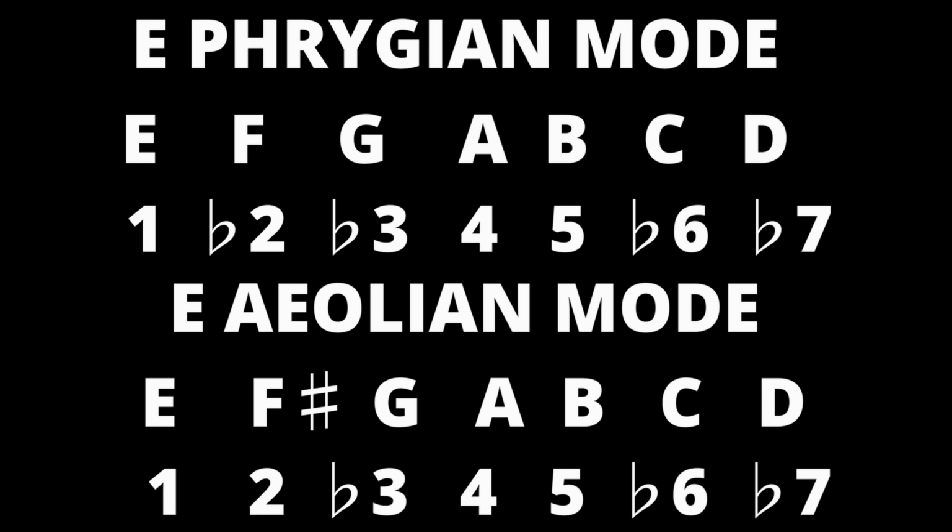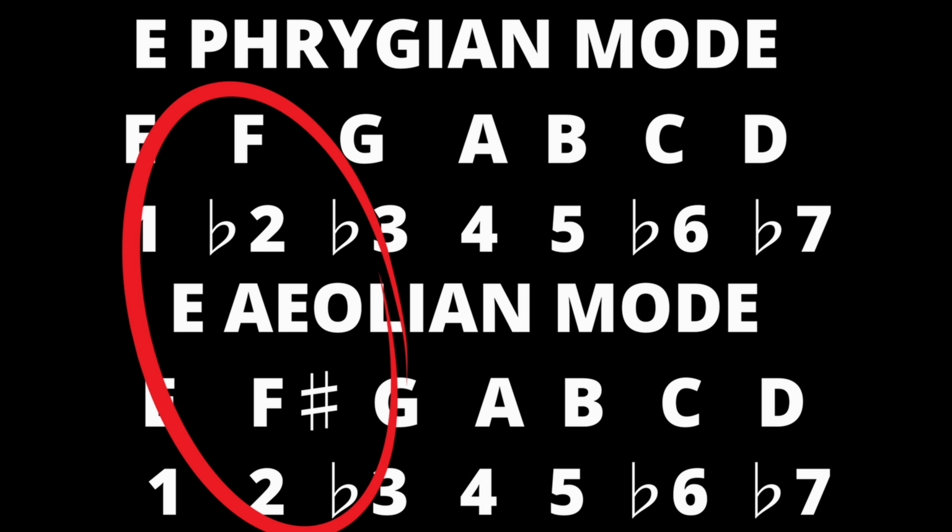Compare this to the E natural minor slash Aeolian mode. You can see that there's one note of difference, F sharp. This is the second scale degree of the natural minor scale. In the Phrygian mode, this is a flat or minor second scale degree. This note will be vital in defining the Phrygian sound in the melody examples.